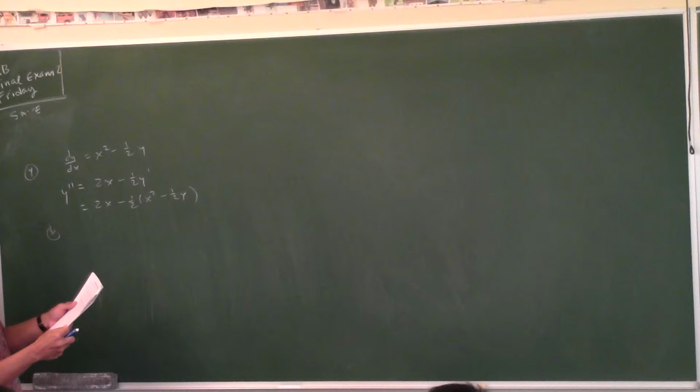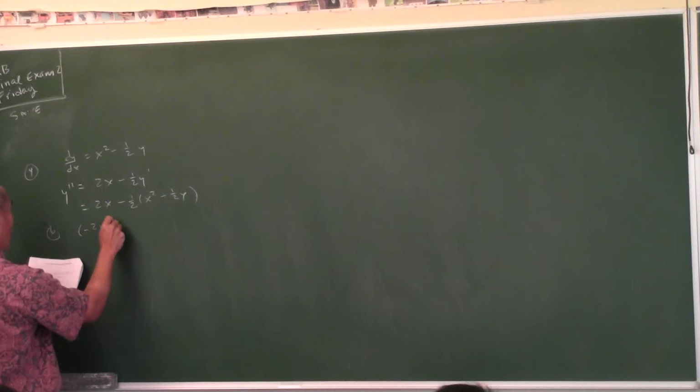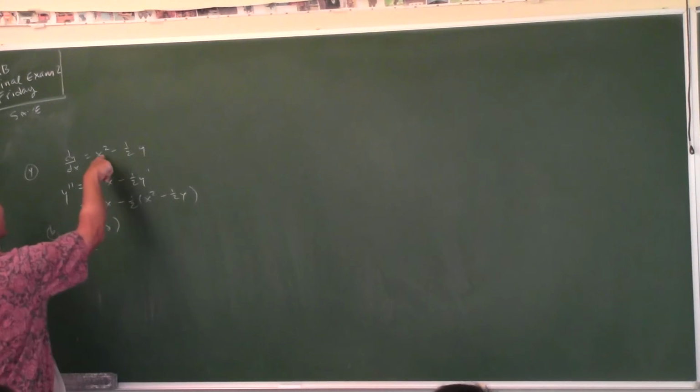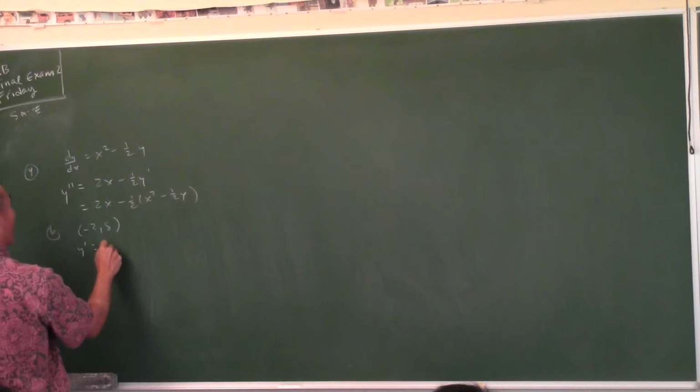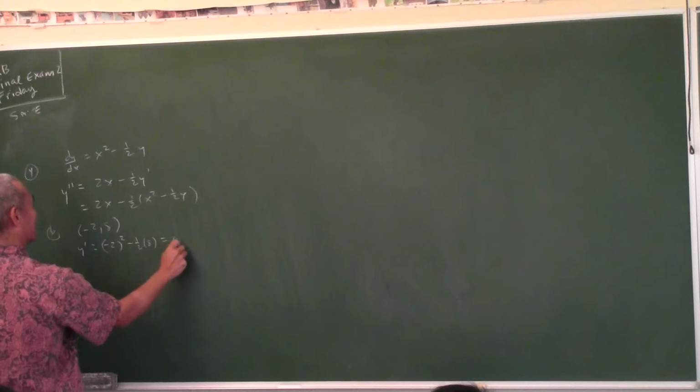This is the second derivative test. At the point (-2, 8), what is the value of the first derivative? What happens when I plug in -2 for x and 8 for y? -2 squared minus 1/2 times 8 comes out to 0.